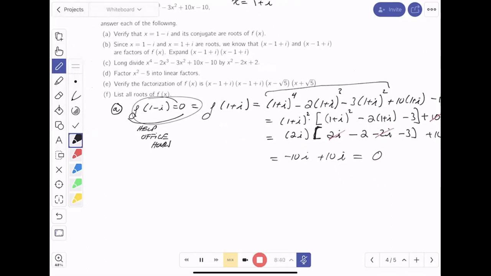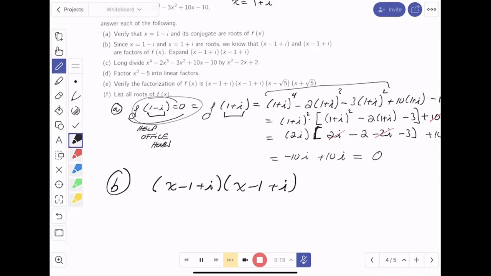All right, let's see if we can do B now. B says since x equals 1 minus i and 1 plus i are roots, we know that these two things are factors. We know it. What do they want you to do? They want you to expand it. Now, someone says, how do you know they're factors? If these are roots, all I'm doing is x minus those numbers. So, x minus 1 plus i would be x minus 1 minus i.